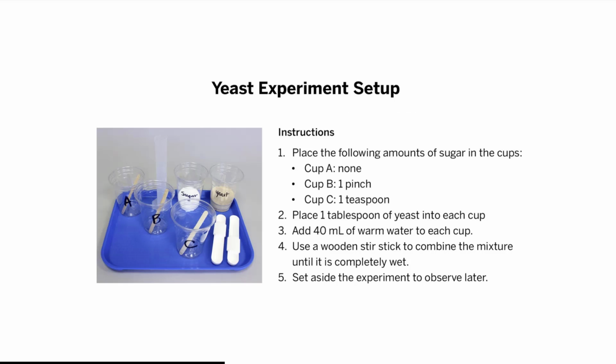Yeast experiment setup. Instructions. 1. Place the following amounts of sugar in the cups. Cup A, none. Cup B, 1 pinch. Cup C, 1 teaspoon. 2. Place 1 tablespoon of yeast in each cup. 3. Add 40 milliliters of water to each cup. 4. Use a wooden stir stick to combine the mixture until it's completely wet.